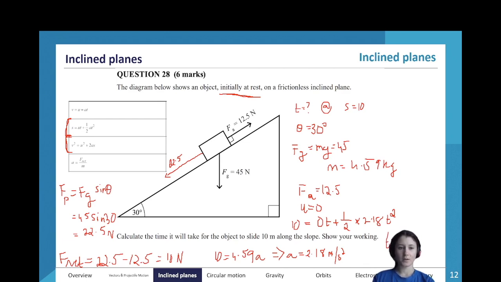Alright, so that was a pretty simple overview of inclined planes. Nothing too crazy happens in inclined planes. All you mostly need to know is how to apply those formulas that you've been given, and then how to find the parallel forces. Alright, so the force down the plane, or the force parallel to the plane, will be equal to Fg sine theta. And that one isn't on your formula sheet, so make sure you remember it.